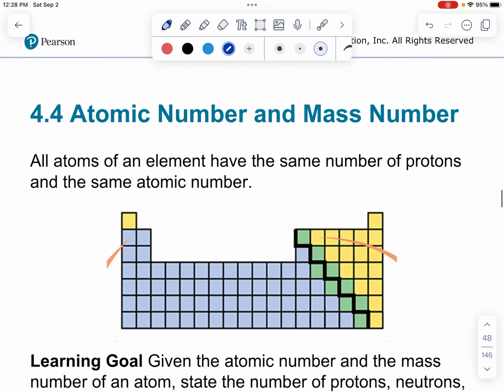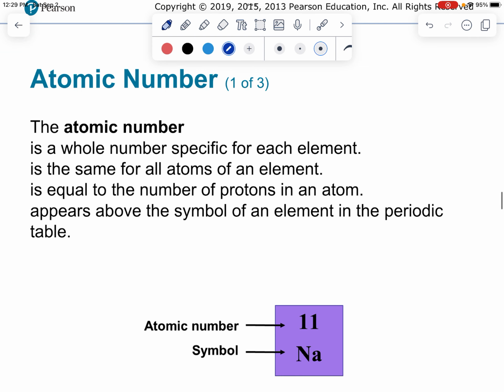Okay, atomic number and mass number. All of the atoms of an element have the same number of protons and the same atomic number. So basically, if you know the number of protons in an atom, you can identify which element it is. So the atomic number is a whole number specific for each element, and it is the same for all atoms of that element, and it is equal to the number of protons in that atom, and it appears in the symbol on the periodic table.